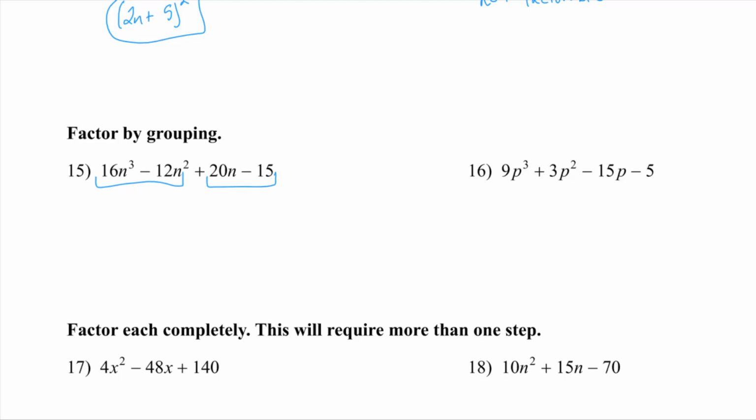What does 16n cubed and negative 12n squared have in common that you can take out, which is 4n squared? And what happens when you take that out? You would get 4n minus 3. And then you look at the second 2 and you say, what do they have in common? They have a 5 in common. When you take it out, you get 4n minus 3. Oh wait, those are the same.